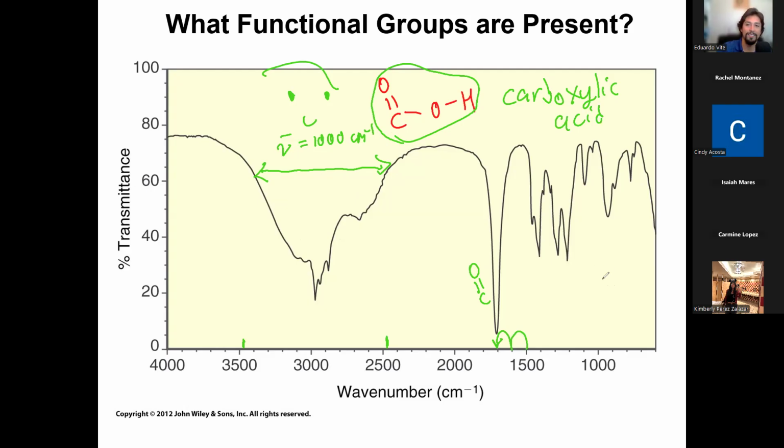Any questions about this? So that would be the answer, like I would ask you on the quiz. I would give you a spectra and I would tell you what functional groups are here. And then you have to tell me carboxylic acid. And then I might ask you, okay, draw it. And then you just have to draw the carboxylic acid.